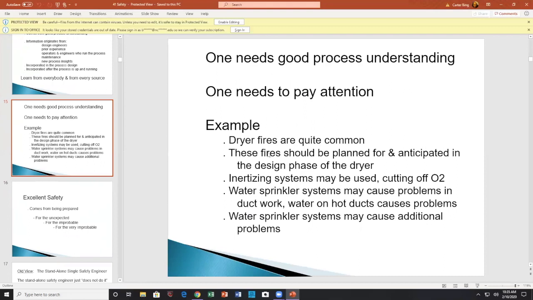Example would be, say, dryer fires are quite common. Fires should be planned for, anticipated, and incorporated in the design of dryers. Potentially, you could use a self-inertizing system, or have a way of cutting off the oxygen. You might think of putting in a sprinkler system, but that may cause problems in the ductwork and may cause problems generally. So you may not want sprinkler systems. Anyway, so you anticipate failure and you design away from it, right?